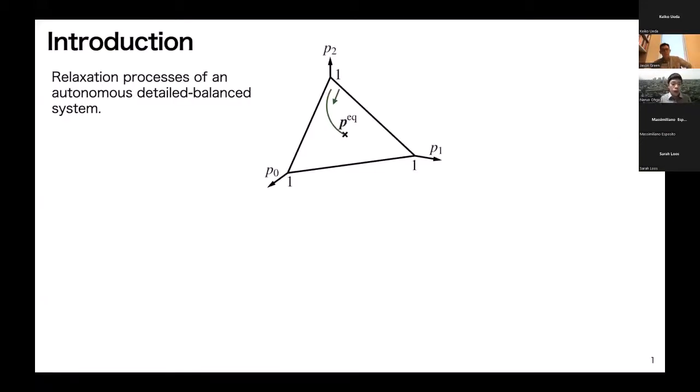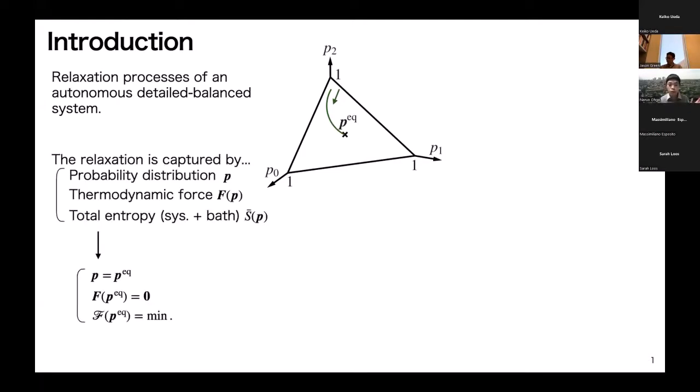So let's consider relaxation processes of an autonomous detailed balance system. Relaxation is captured by several different quantities. So for example, the probability goes to an equilibrium distribution, or the thermodynamic force goes to 0. And the total entropy goes to its maximum in the equilibrium.